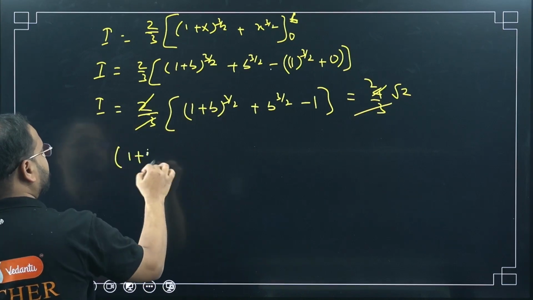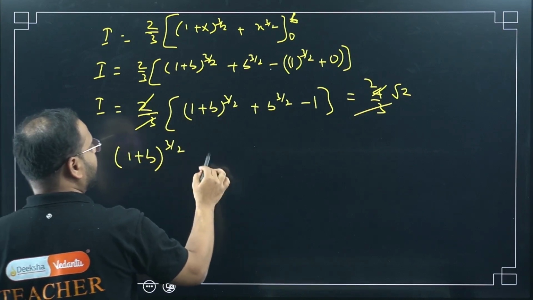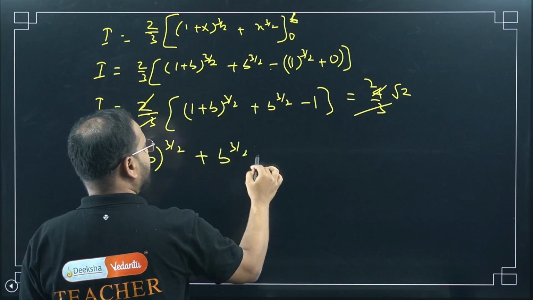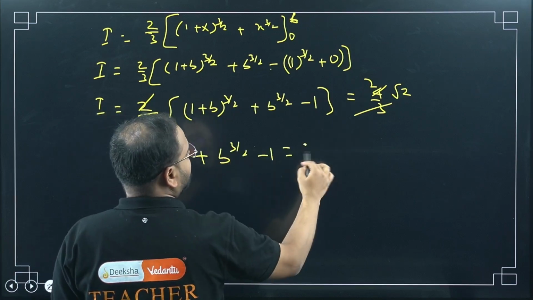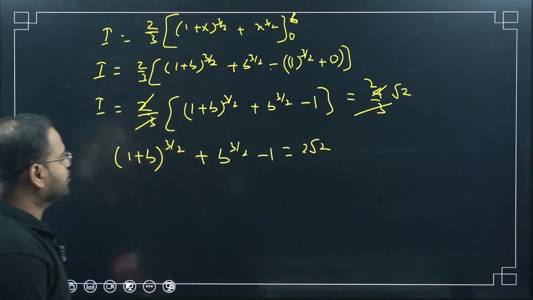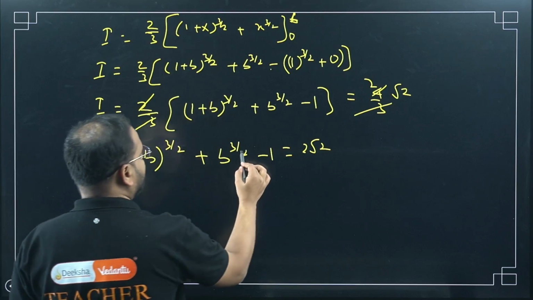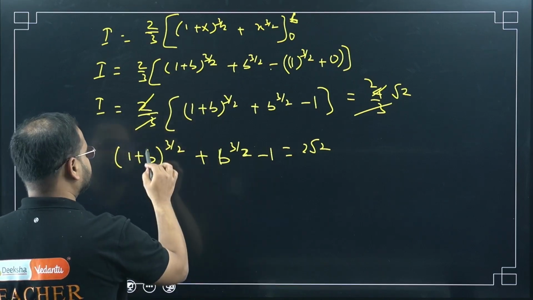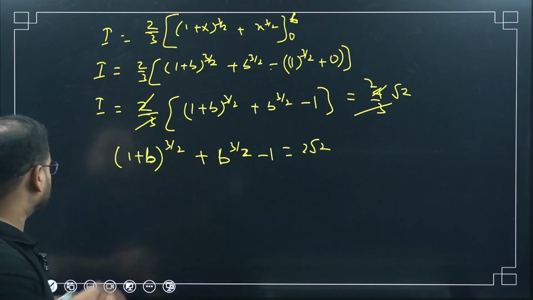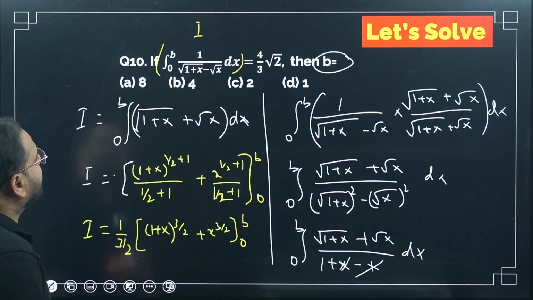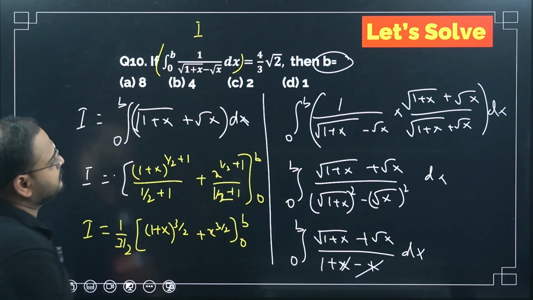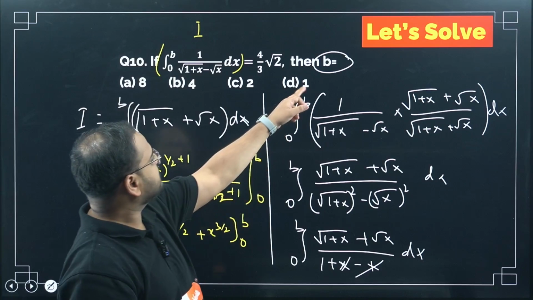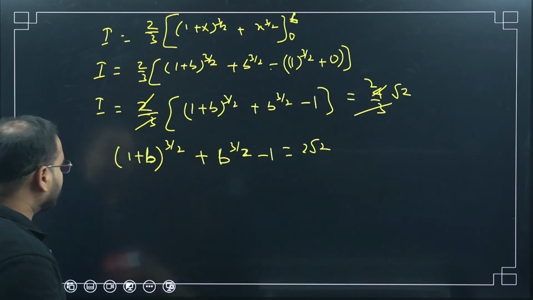What am I going to get? 1 plus b to the power 3 by 2 minus 1 equals to, what's left here? 2 root 2. So this is my final condition. All right, so let's look at the options now. Options are 8, 4, 2, 1. The simplest to substitute is what? 1. Let's check with 1 first. We might get the answer directly from there.